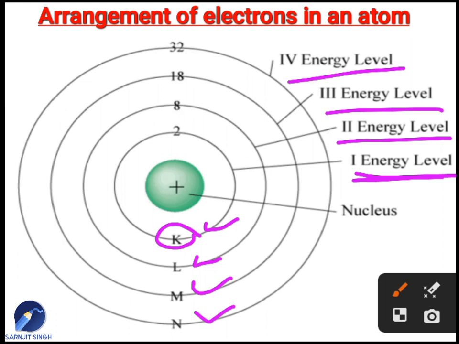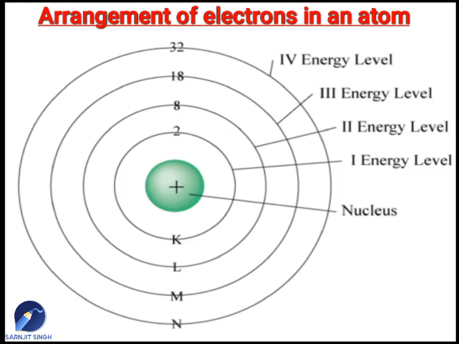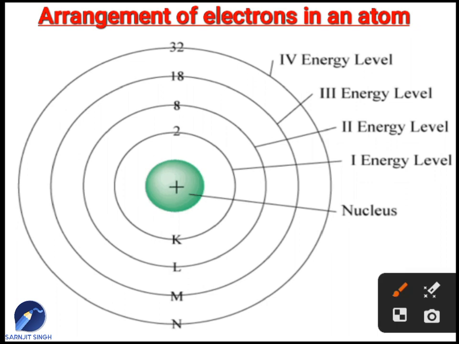The number of energy levels varies according to the number of electrons. If more electrons are there, then more shells are required to fit the electrons, because the electrons are present inside the shells. Clear?